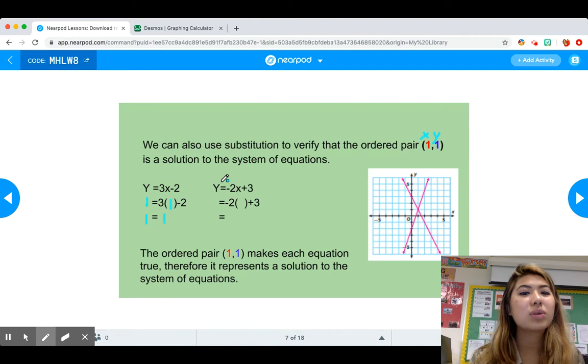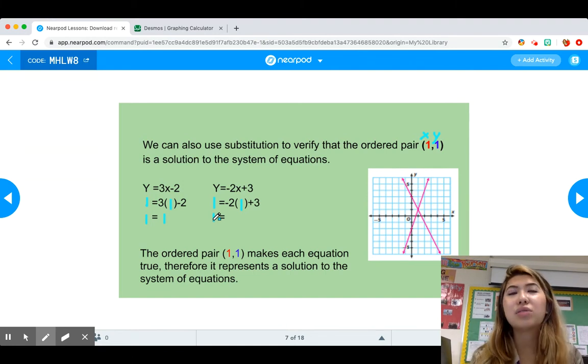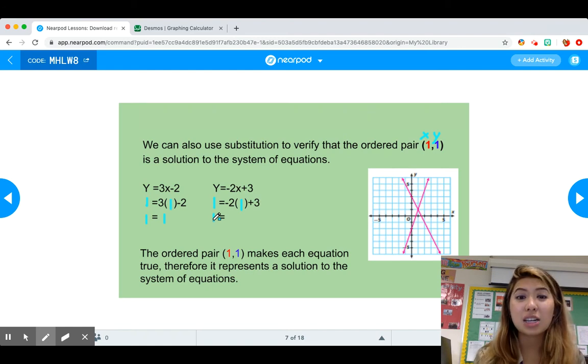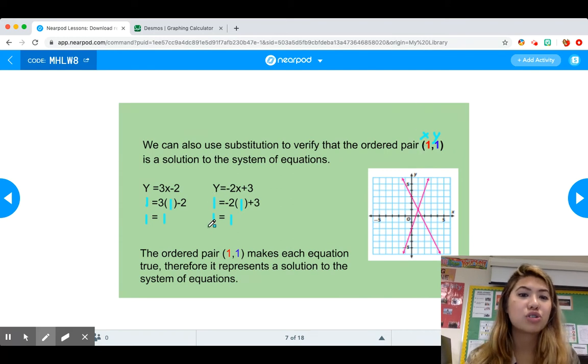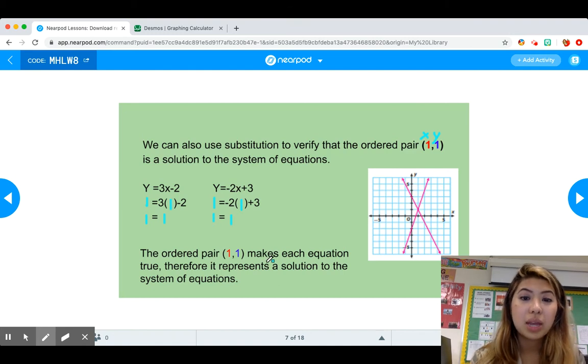Then for y is equal to negative 2x plus 3, we're going to again plug in that same point. We have 1 is equal to negative 2 times 1 plus 3. So on the left side, we're only left with the 1, and then we have to solve on the right side. So negative 2 times 1 is negative 2, and negative 2 plus 3 is actually 1. And so as you can see, 1, 1 was also a solution to y is equal to negative 2x plus 3. Therefore, it represents a solution to the system of equations.